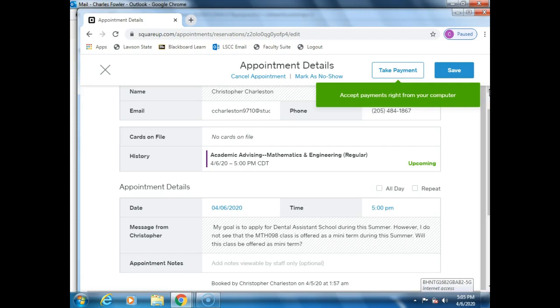Okay, great. Here's a thing I noticed here. I don't know exactly what this means, but because I'm brand new, this is my first day doing this, and I've not seen these things before today. Well, I did during training, but that was all made up. Here it says history. I don't know what this means. It says academic advising, mathematics and engineering, parentheses regular. Did you start off in mathematics and engineering, or have you always been planning to do dental assisting?